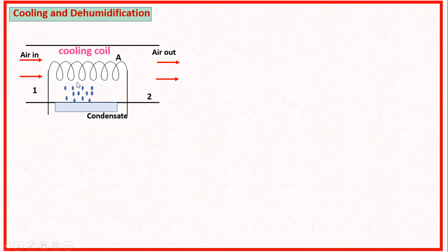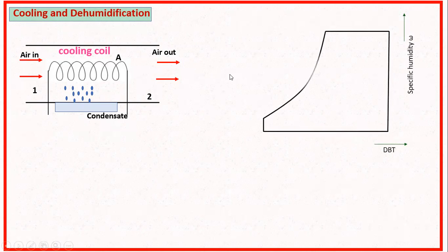Now, next is cooling and dehumidification. So cooling means instead of passing the air over the heating coil, we are passing the air over the cooling coil. So initially, the air temperature will be very high. So this process, cooling and dehumidification, is done in two ways. First, initially, the air gets cooled. So air gets cooled means the air is initially at higher temperature, but the dry bulb temperature reduces, right?